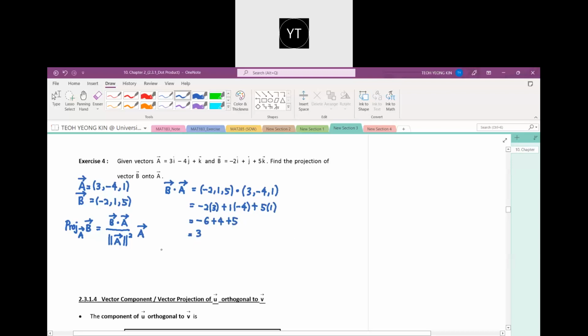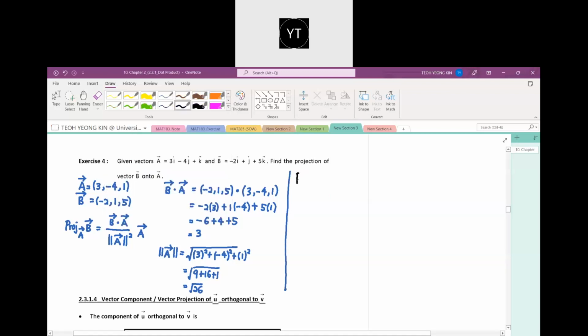Next is the magnitude of vector A. So the magnitude of vector A will be the square root of 3 squared plus -4 squared plus 1 squared. So from here we have the square root of 9 plus 16 plus 1, which is the square root of 26. So now we have all the values. Next, we can substitute into the formula.